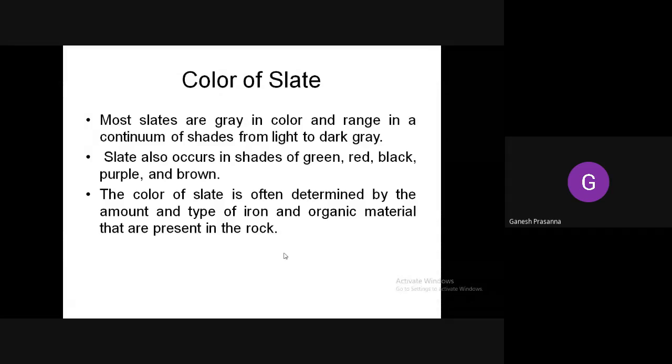Coming to the color of slate, most slates are gray and range in a continuum of shades from light to dark gray. Slate also occurs in shades of green, red, black, purple, and brown.